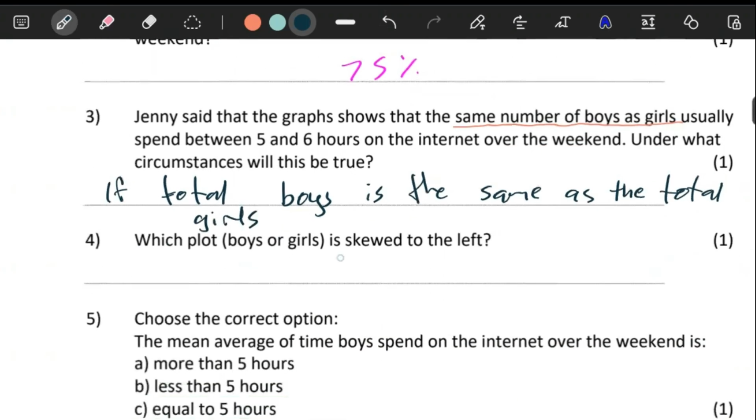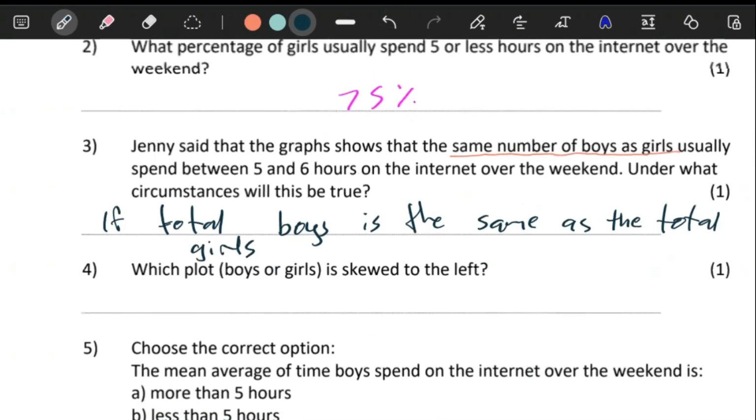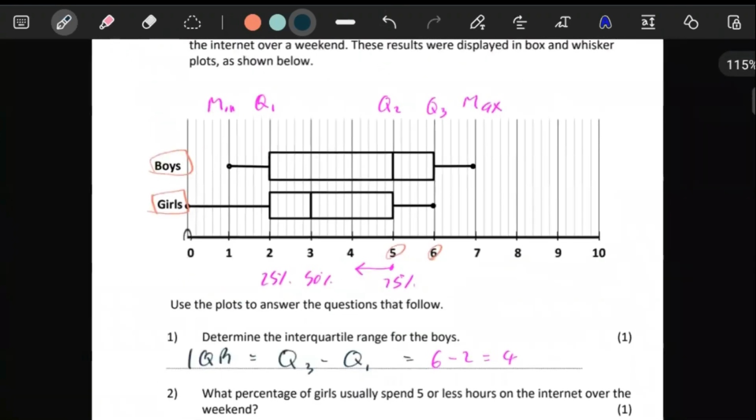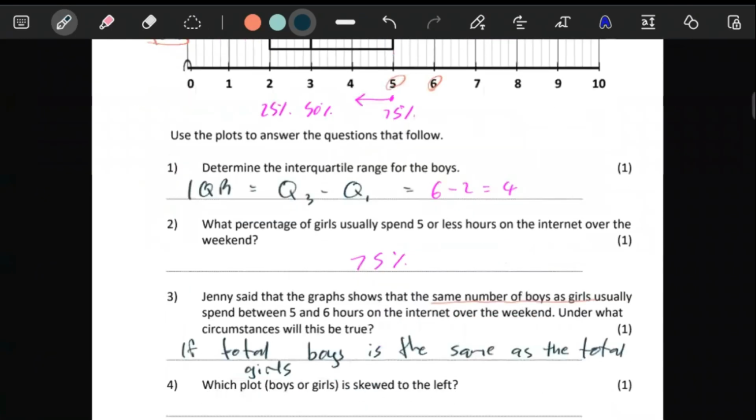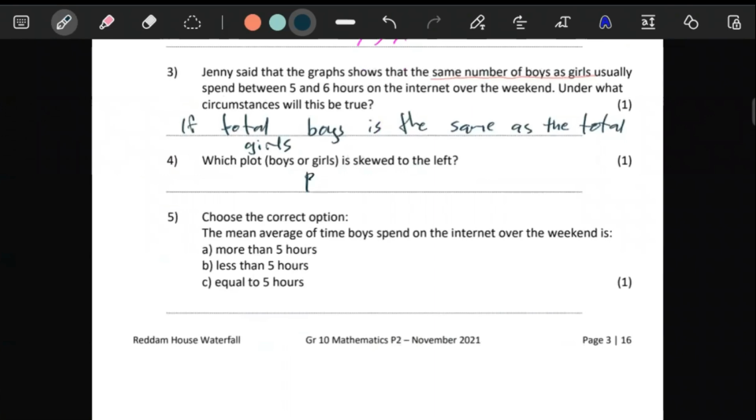Then it says here, which plot is skewed to the left, boys or girls? So in terms of being skewed to the left or being skewed to the right, you have to look for the distance between Q1, Q2, and Q3. If Q2 and 3 are close to each other, you have to look at where the larger space is. If the larger space is to the left, it's skewed to the left. If the larger space is to the right, it's skewed to the right. So here you see between this space and between this space, this is larger, so it's skewed to the left. Between this space and this space, this is larger, so this girl's one is skewed to the right. So the ones that's skewed to the left is the boys.